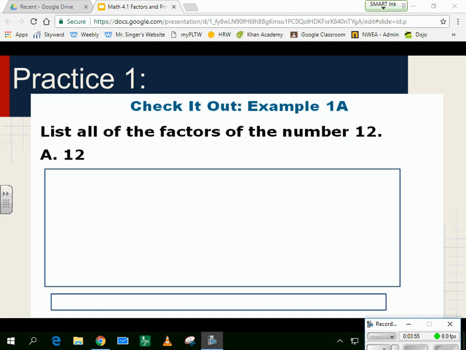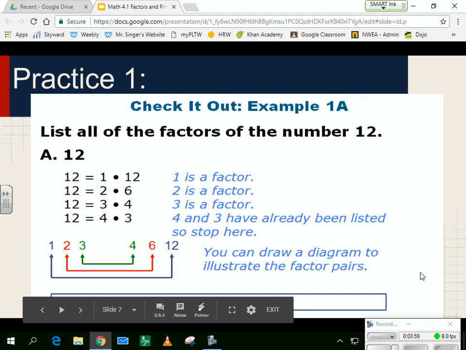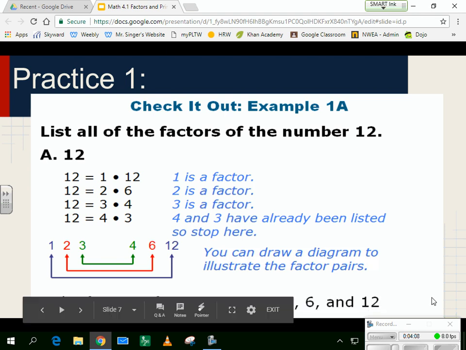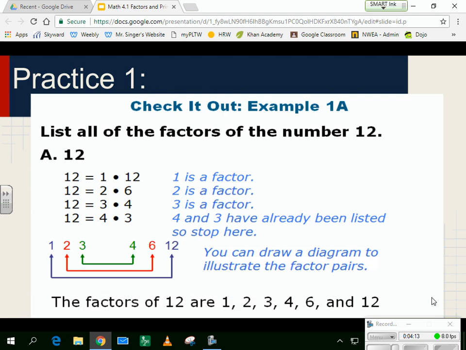All right, so let's see how you did. So 12, we know 1 and 12 go into 12, 2 and 6, 3 and 4, and now we're starting to repeat at 4 and 3, so you're done once you start seeing the numbers repeat in opposite order. So 1, 2, 3, 4, 6, and 12, these are the factors you should have gotten. Maybe you got only a couple of them. If that's the case, you need to remember to go through those divisibility rules and see what are all the numbers that can be divided to make 12.